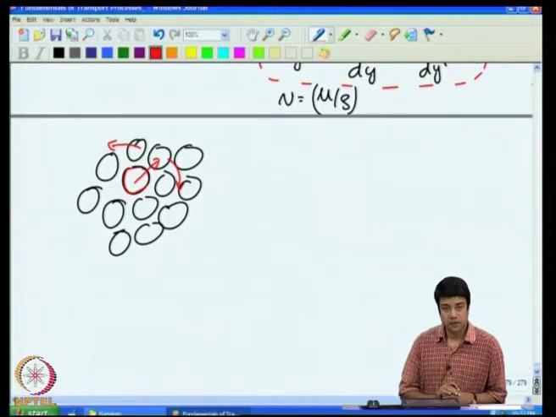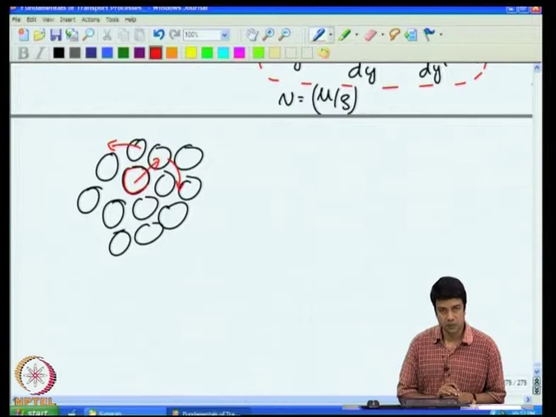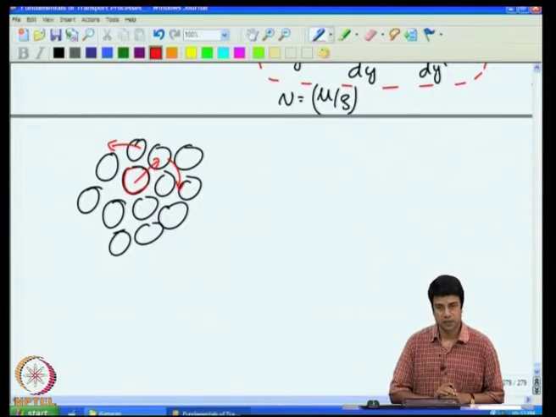Momentum transport does not require physical motion of molecules. Momentum can be transported even due to intermolecular forces, and because of that, the momentum transport in liquids is typically much faster than mass transport. The Schmidt number could be of the order of 100 or so in most liquids.